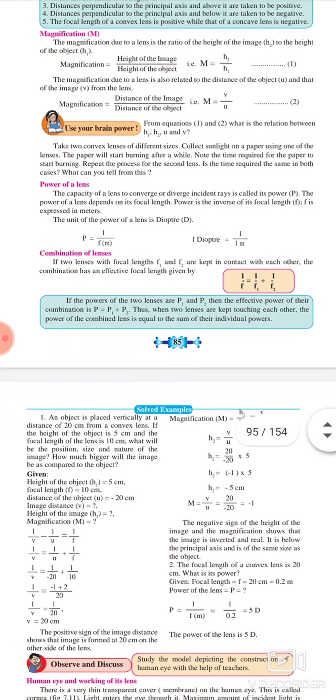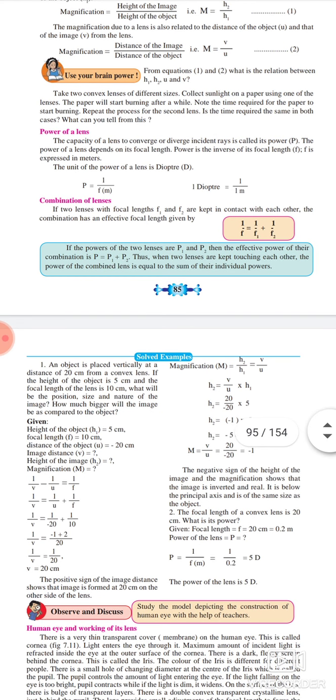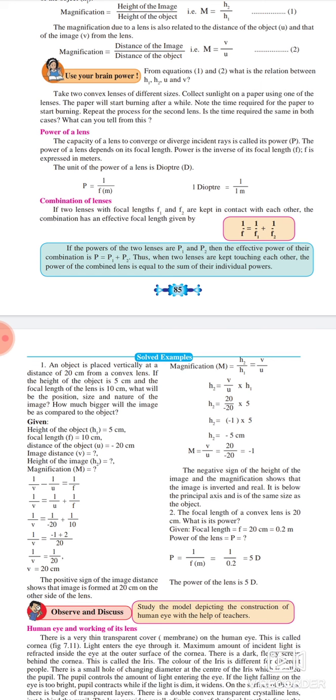Now we will see combination of lenses. If two lenses with focal lengths f1 and f2 are kept in contact with each other, what will happen? The combination has an effective focal length, and it is given by 1 upon f is equal to 1 upon f1 plus 1 upon f2. In the same way, for power of the lens, see children, it is given in the blue color box. If the powers of the two lenses are P1 and P2, then the effective power of the combination is P is equal to P1 plus P2.